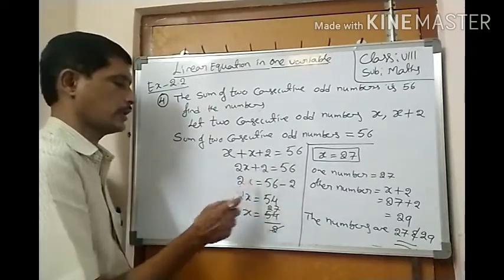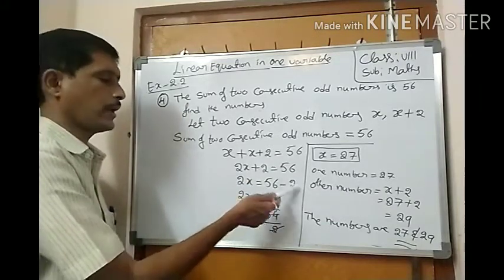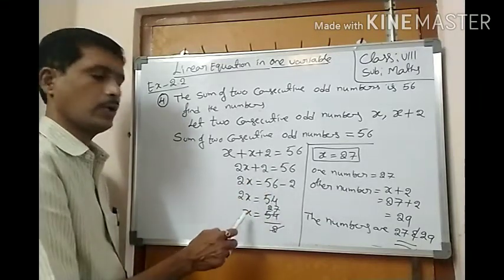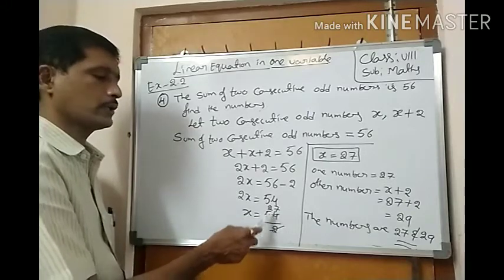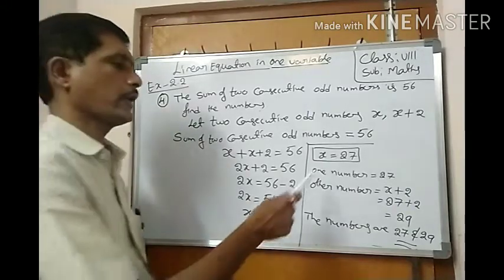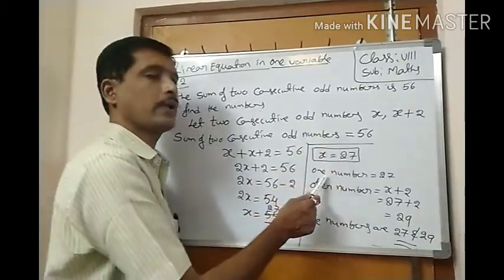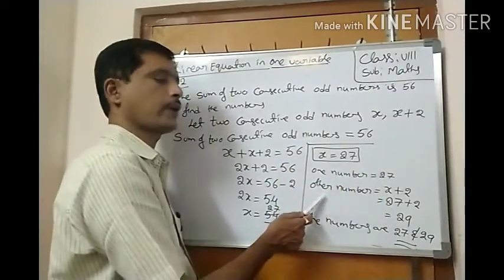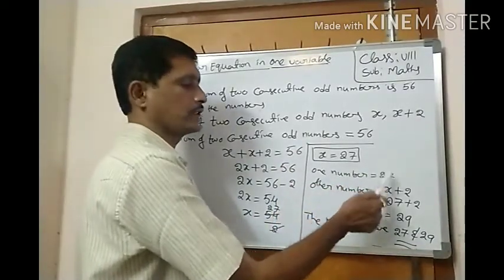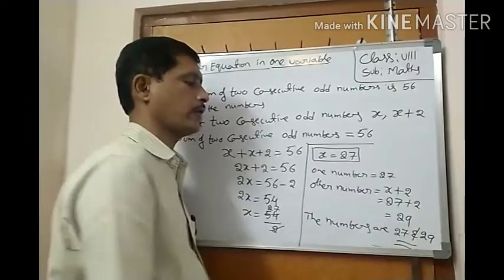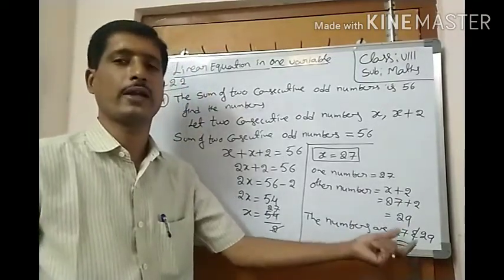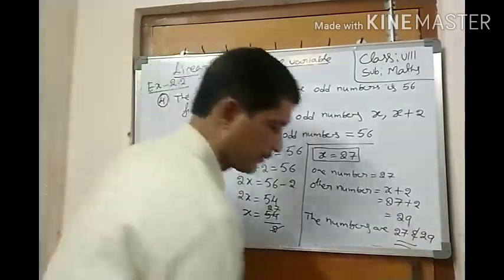This 2 is changed to the other side. 2x equal to 56 minus 2. 2x equal to 54. x equal to 54 by 2, that is 27. Therefore x equal to 27, you get one number equal to 27, the other number equal to x plus 2, that is 27 plus 2, that equals 29. Therefore the numbers are 27 and 29.